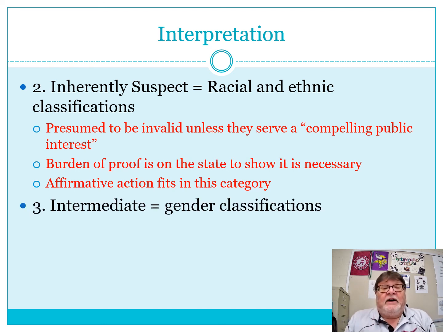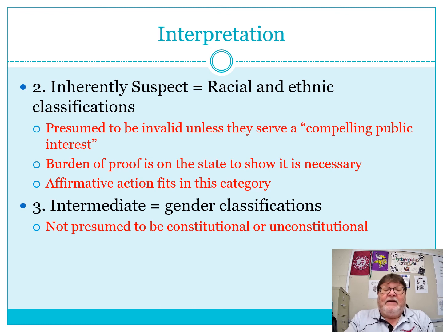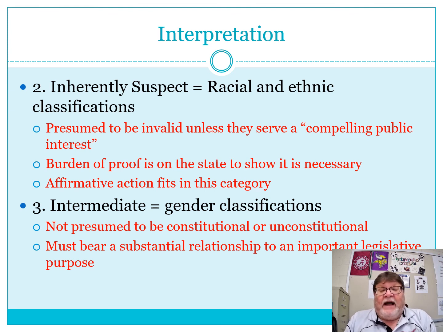All right, so then the middle one. We've got reasonable, and we've got inherently suspect, and in the middle we call it intermediate, so it's nice that it sits in the middle, and that is where we find what we call gender classifications. They begin with the idea that they're not presumed unconstitutional or constitutional. You just go from there. I think on Thursday we will talk about some of those where gender discrimination is allowed. And it must bear a substantial relationship to an important legislative purpose. We will get to that when we get there.